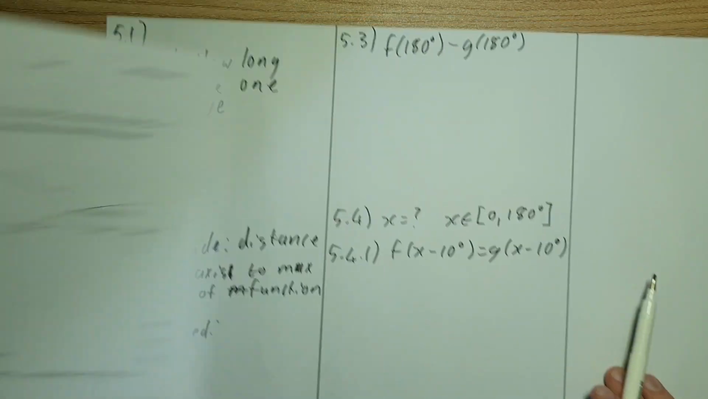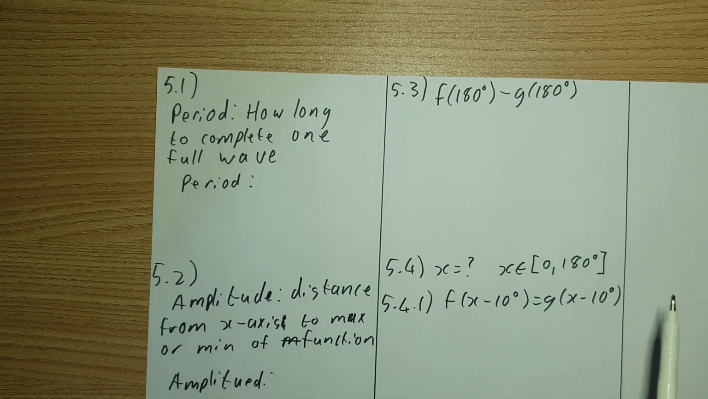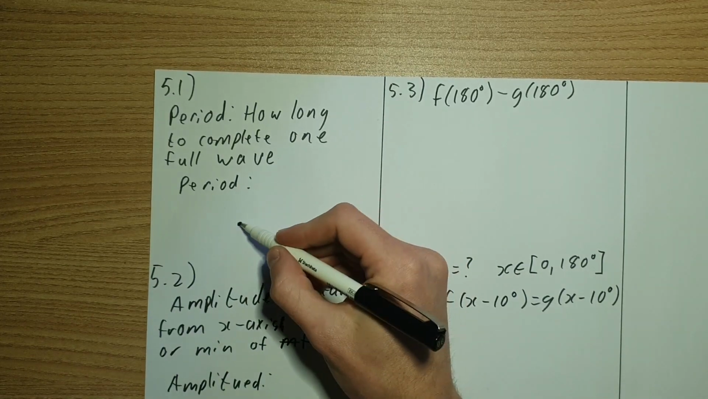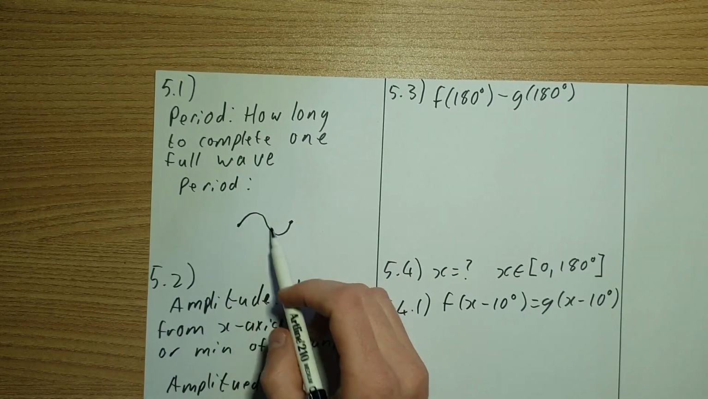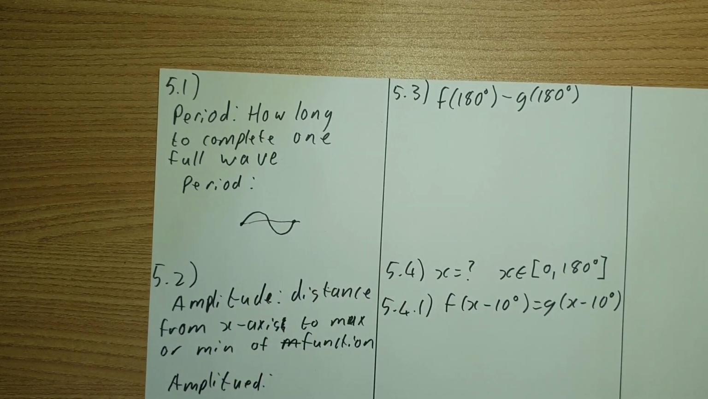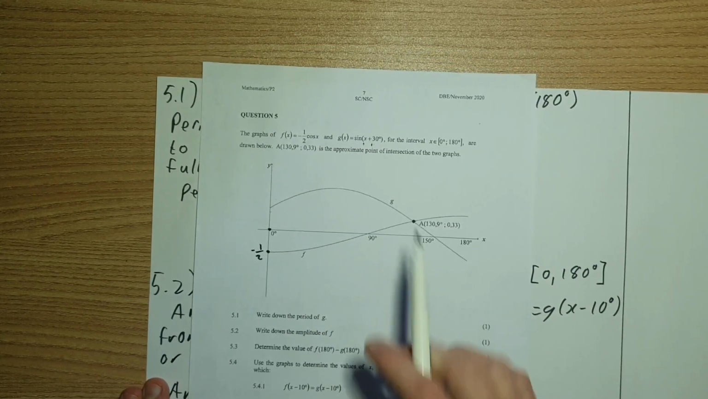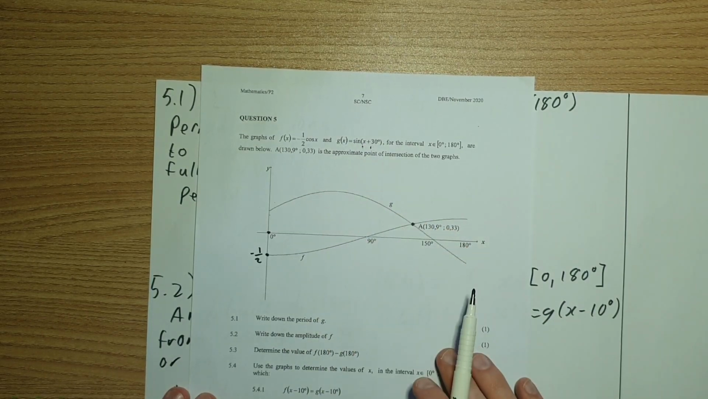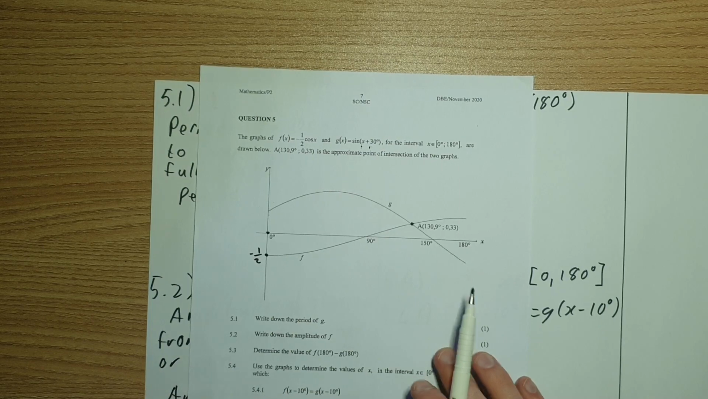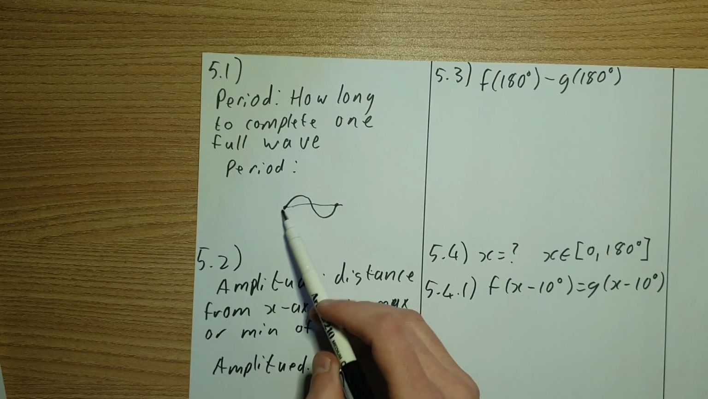Remember the definition of period is how long it takes to complete one full wave. That means we start at one point and end back at the same point just further down the line. As you can see, we've completed one full wave. For g, we can see that g is sine. The only thing that's happened to sine is we've shifted the graph to the left, but we haven't done anything to the period at all. So the period is still going to stay 360 degrees. That's how long it takes to complete one full wave.